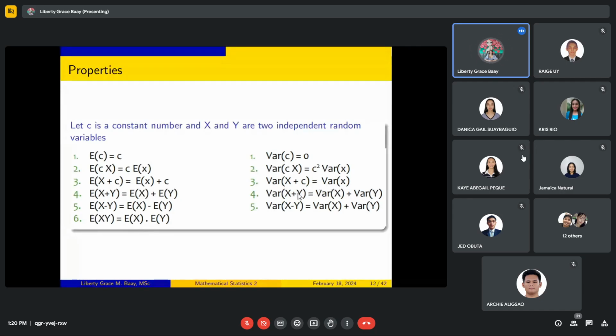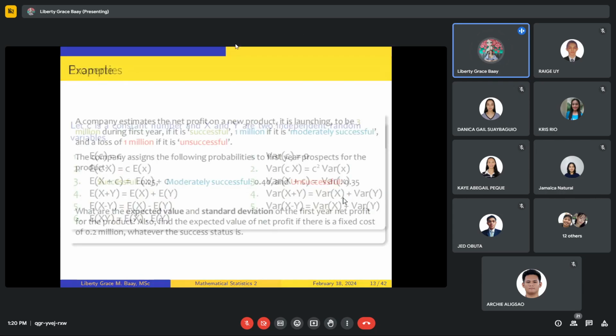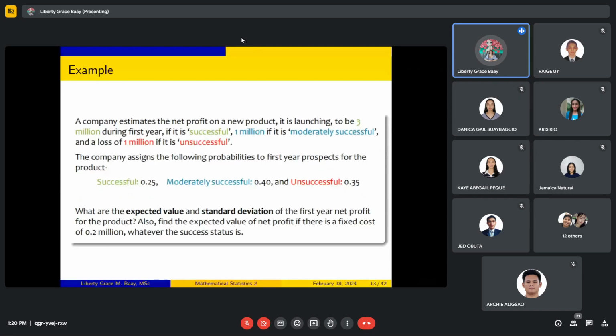And the sum and difference of the variance of two independent random variables is parehas sila class. So plus na gyapon sila duha. It is either plus or minus: variance of x plus the variance of y. Okay? So we have here an example.